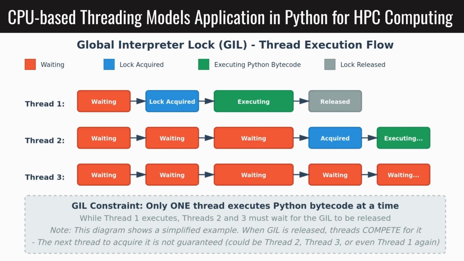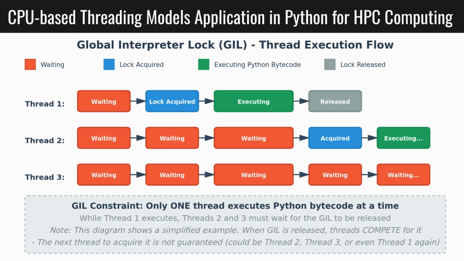Initially, all threads start in a waiting state, competing for the GIL. When thread 1 acquires the GIL, it transitions from waiting to executing Python bytecode. During this time, threads 2 and 3 remain in the waiting state. They cannot execute Python code because they do not have the GIL. After thread 1 executes a certain number of bytecode instructions, it releases the GIL. At this point, all waiting threads compete for the GIL. In the diagram, thread 2 successfully acquires it and begins executing, while thread 3 continues waiting. This process repeats. Only one thread executes at a time, while others wait.